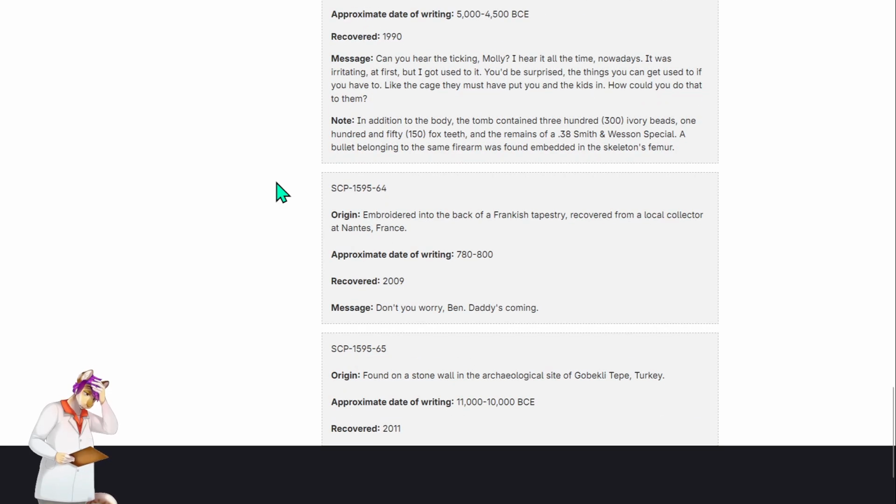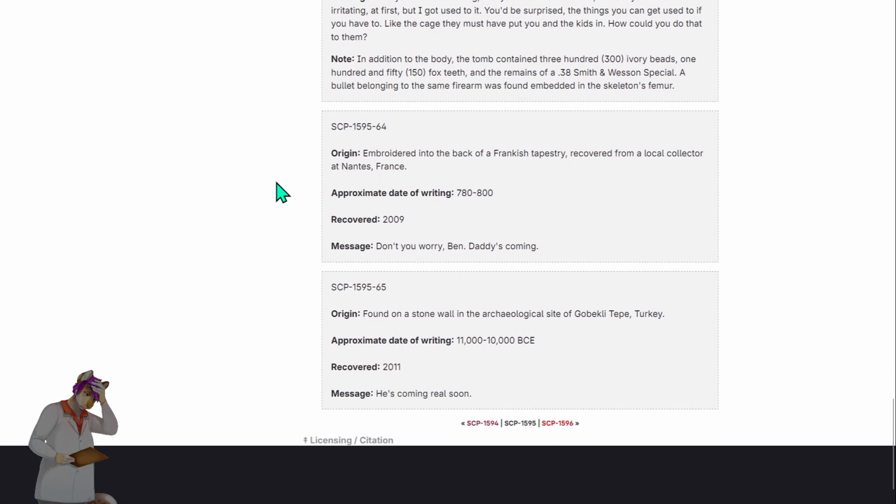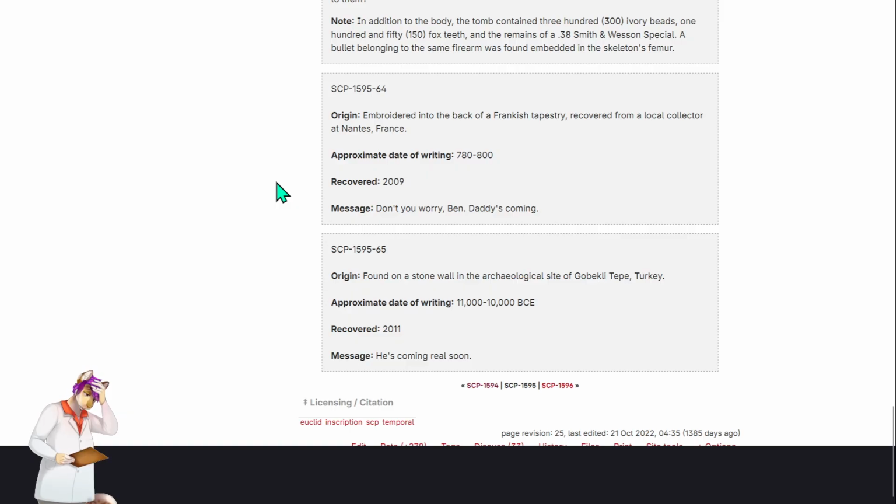In addition to the body, the tomb contained 300 ivory beads, 150 fox teeth, and the remains of a .38 Smith & Wesson special. A bullet belonging to the same firearm was found embedded in the skeleton's femur. And this one was found in 2009, embroidered into the back of a Frankish tapestry recovered from a local collector at Nantes, France. They wrote it 780 to 800.